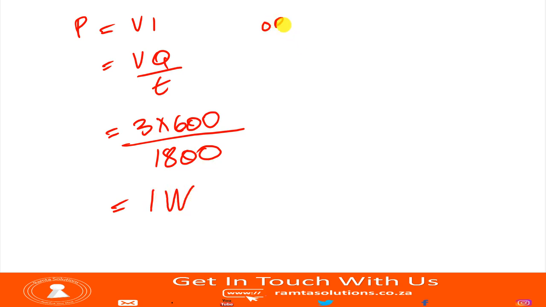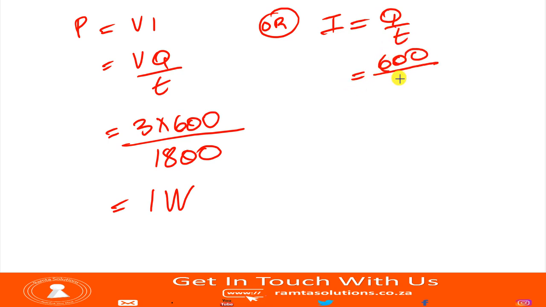Or you can say current is Q over T. What is Q? It's 600. What is time? It's 1,800. So this is 1 over 3. I don't really have to round off in the middle of a calculation, but let me say 0.333. Let me just round it off. It's fine.